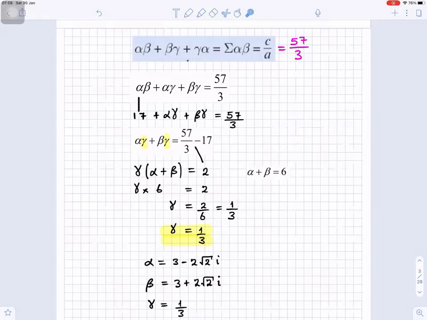Now you know all three roots, alpha, beta, and gamma. Alpha is 3 minus 2 root 2 i. Beta is 3 plus 2 root 2 i, the complex conjugate pair. And gamma is 1 over 3.